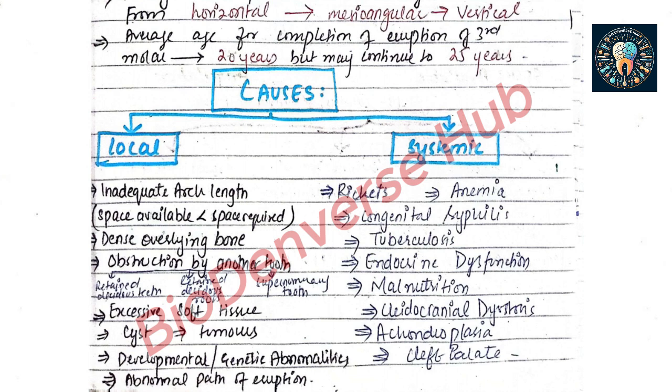Secondly, any kind of cyst, tumors, developmental or genetic abnormalities, or abnormal path of eruption. So these were some of the most important local causes for the impaction. Now we will be discussing the systemic causes. It usually includes rickets, anemia, congenital syphilis, tuberculosis, endocrine dysfunction, malnutrition, cleidocranial dysostosis, achondroplasia, and cleft palate. So these were some important systemic causes.